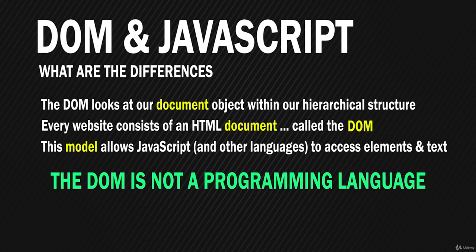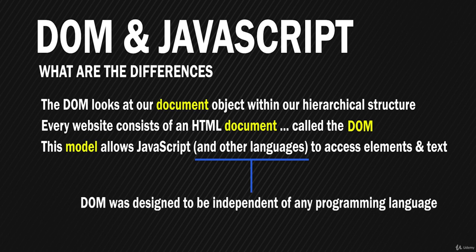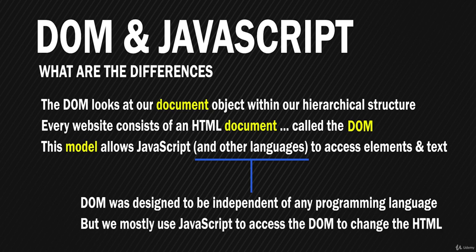So it becomes easier to understand now that the DOM and JavaScript are completely different entities. The page content is stored in the DOM, and JavaScript is just one of different languages that is given access to all of this content. And as a side note, the DOM was designed to be independent of any programming language. However, we mostly use JavaScript to access the DOM to manipulate the HTML.